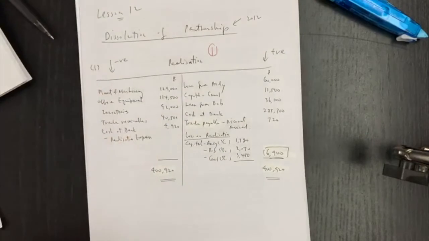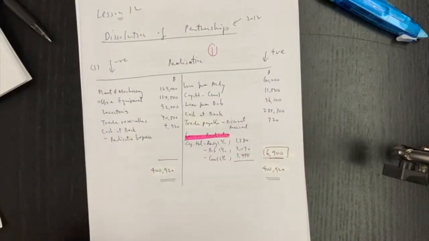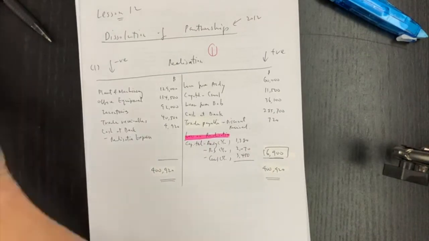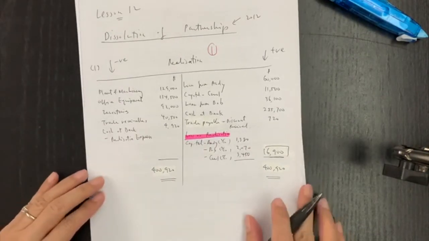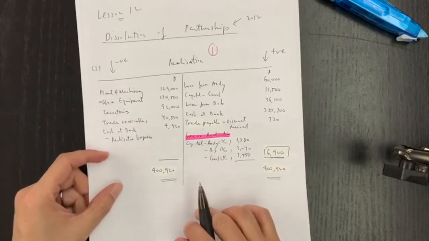All right, so this is about the loss on realization, because we have a debit balance in the realization account.